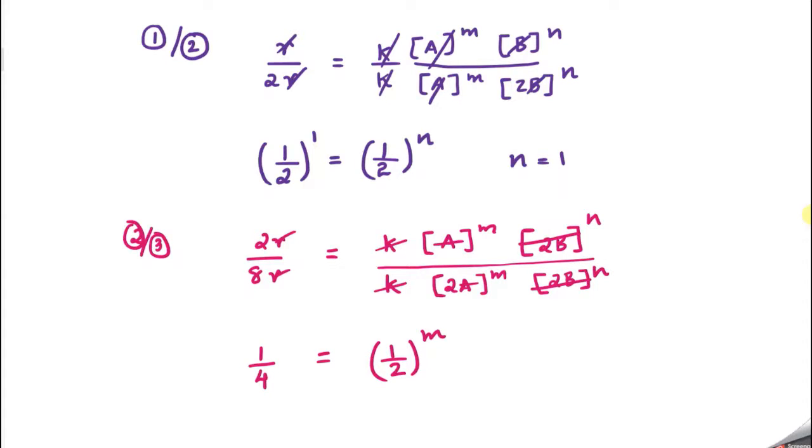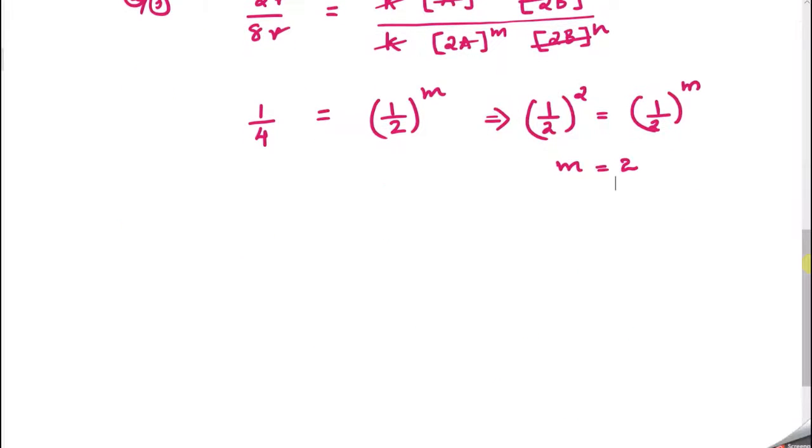Now tell me, how can we write 1 by 4? 1 by 2 the whole square is equal to 1 by 2 the whole power m. So from this I could understand m is equal to 2. Now tell me, you got m and n. Now how can you write the rate law expression? So I can write the rate law as R is equal to K into A power 2 and B power 1.